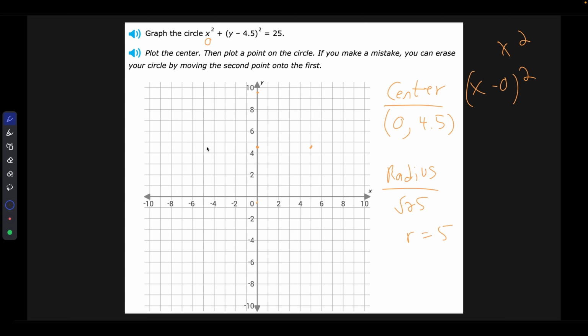I'll draw you a terrible circle. There it is. And that's how we graph these types of problems.